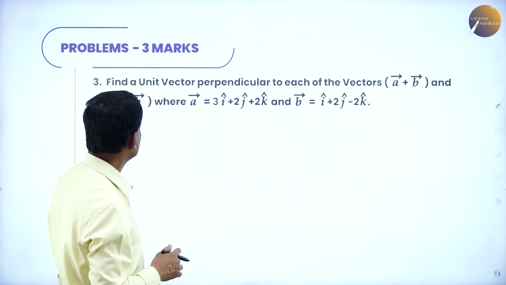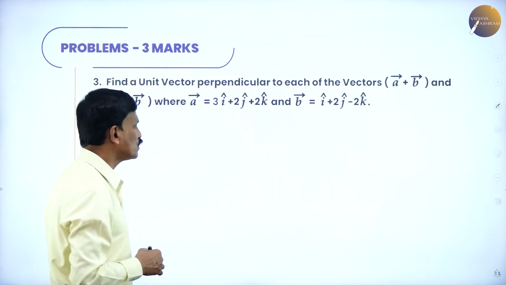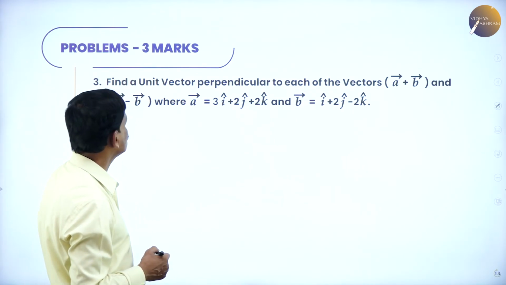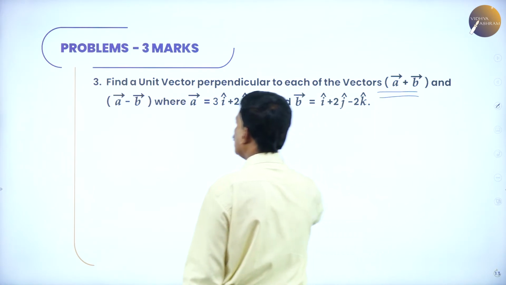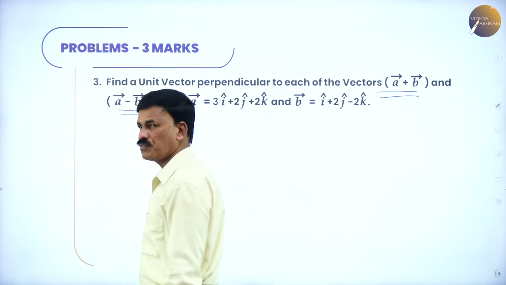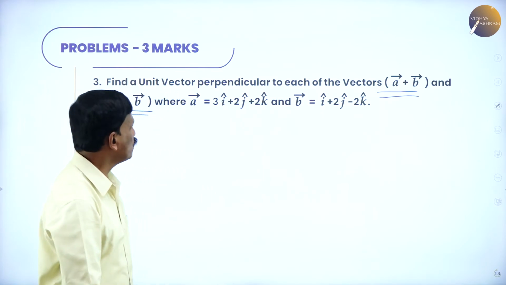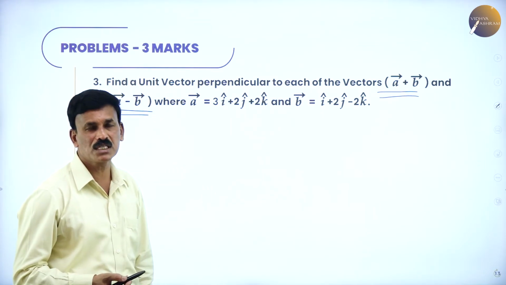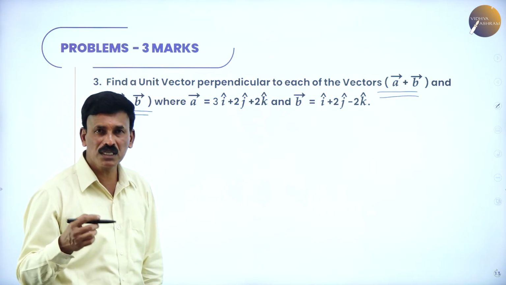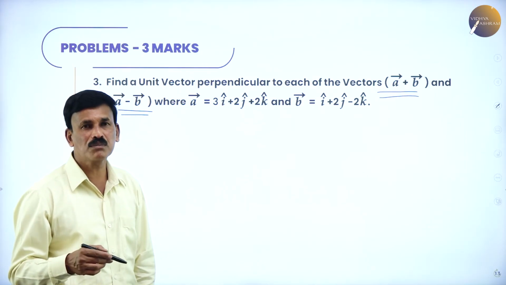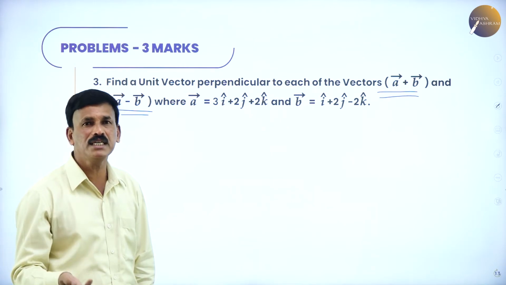Now let us come to the next problem. Now this is a very important problem. Find a unit vector perpendicular to each of the vectors a plus b and a minus b. In the previous problem, we solved for the unit vector perpendicular to a and b. Here it is the unit vector perpendicular to a plus b and a minus b.